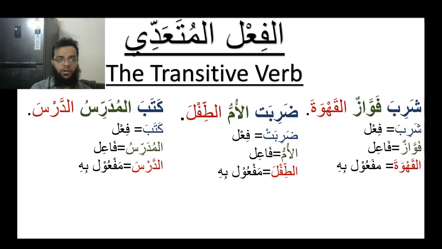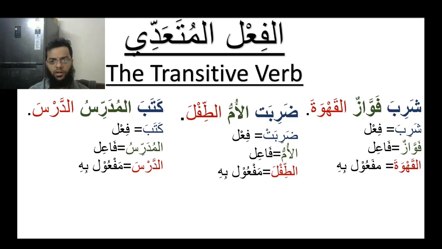Okay. Kataba al-mudarrisu ad-darsa, the teacher wrote. Okay. Kataba means wrote. This is your verb. Al-mudarris is your fa'il, that is the person doing the action of writing. And what did he write? Ad-darsa, lesson. So ad-darsa is your object, that is maf'ulun bihi.